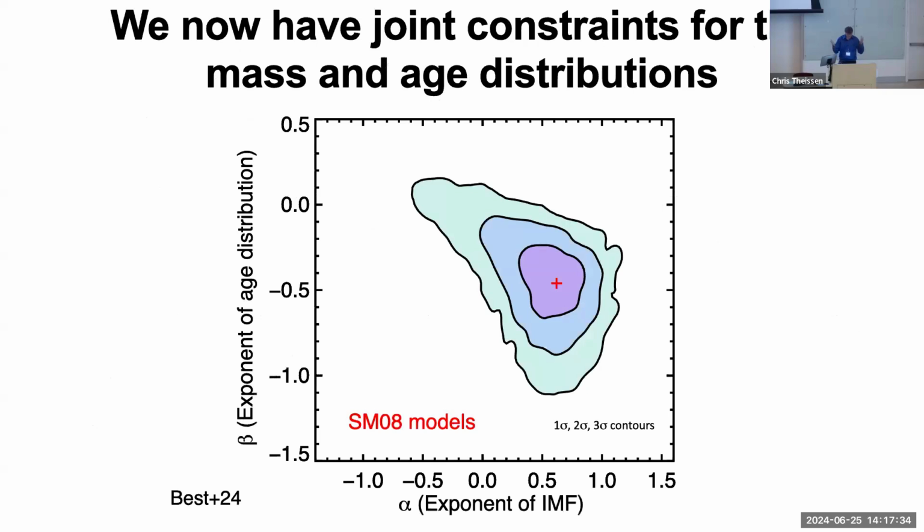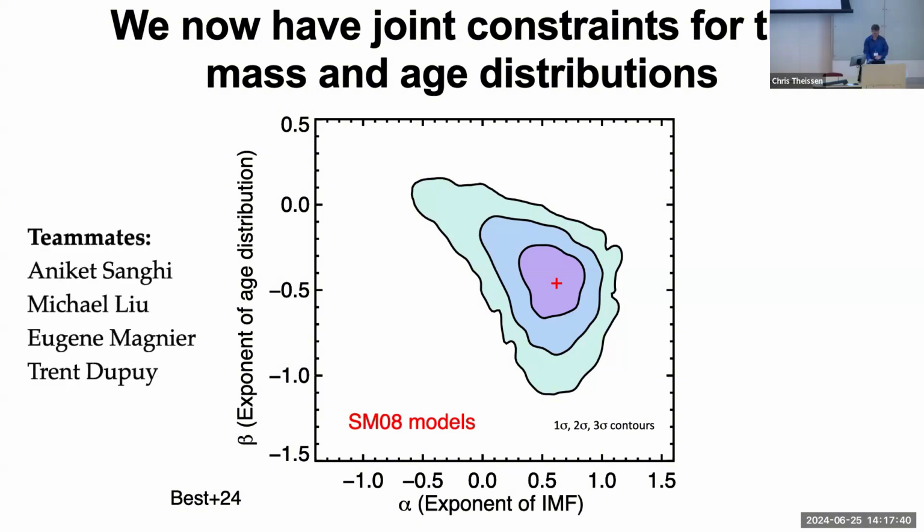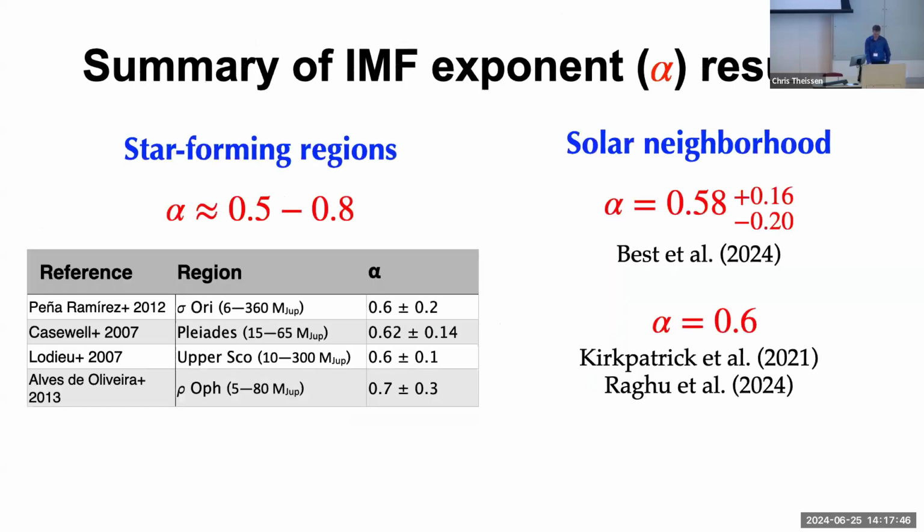Okay. What I can say is that now we're able to get some real constraints on the mass and age distributions. I want to thank my teammates for this particular project. This is our paper that came out this year. What did we find? We found an alpha of close to 0.6.